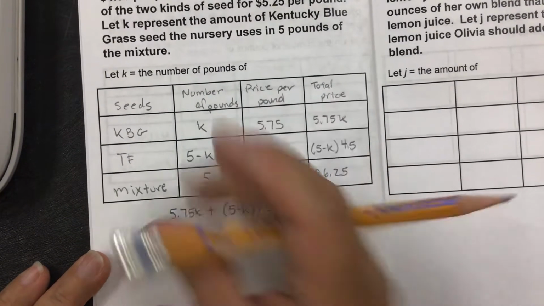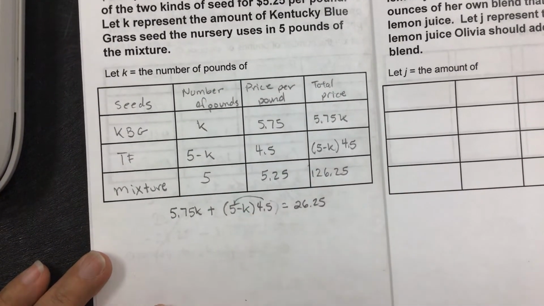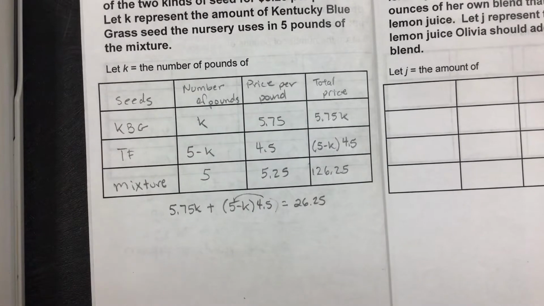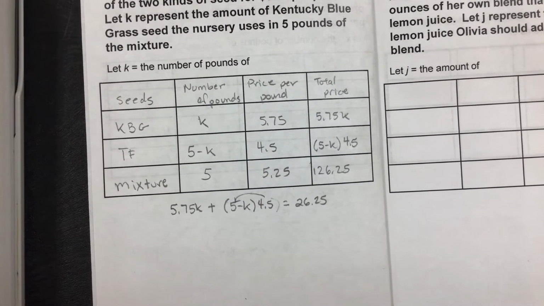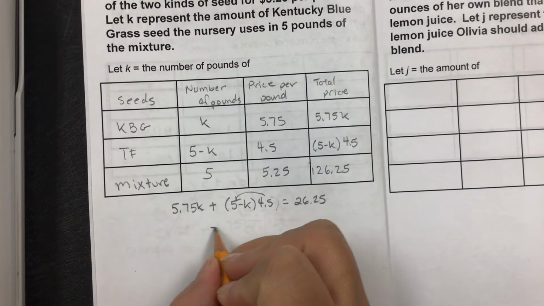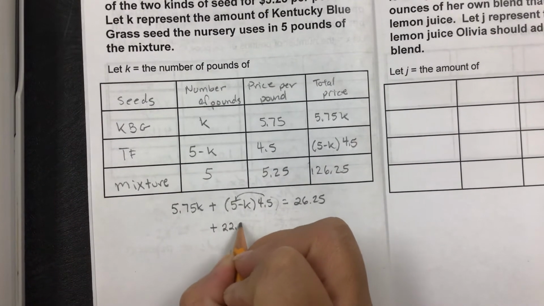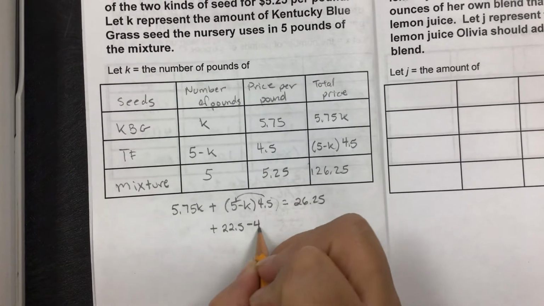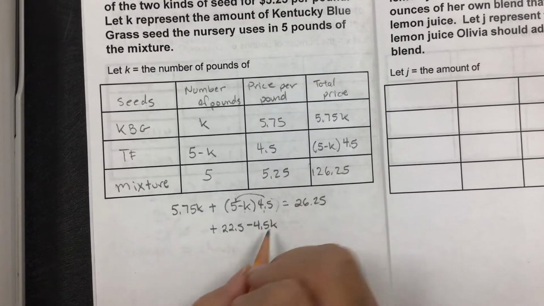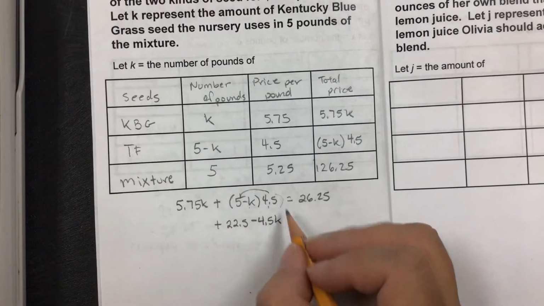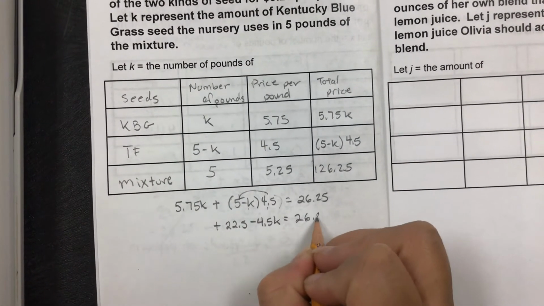Sorry, we don't need a parentheses here. We're going to do the distributive property. That's 5 times 4.5, and that gives me 22.5. Then minus 4.5K, because a negative times a positive makes a negative 4.5K. We'll rewrite the rest.